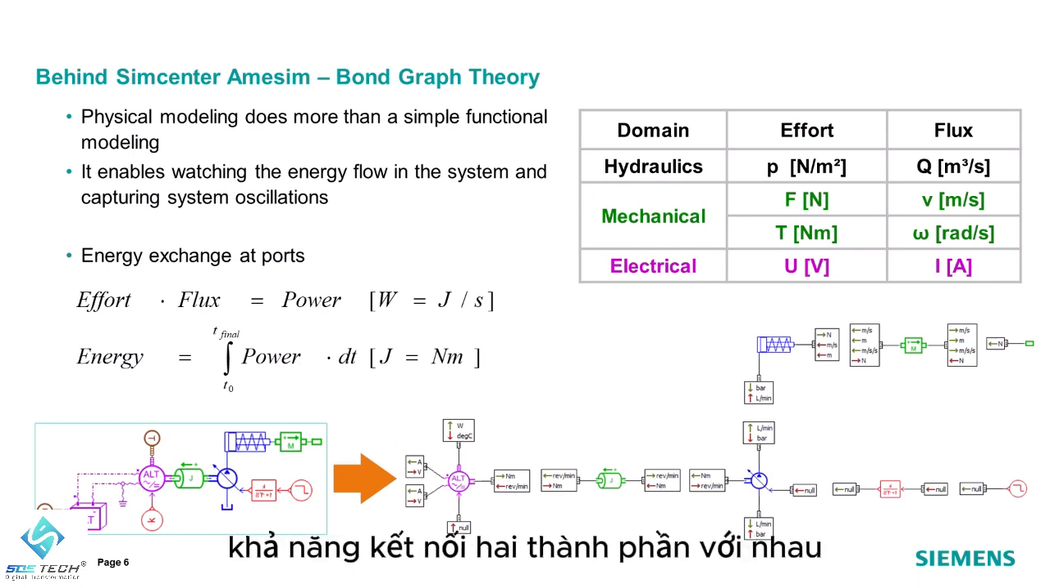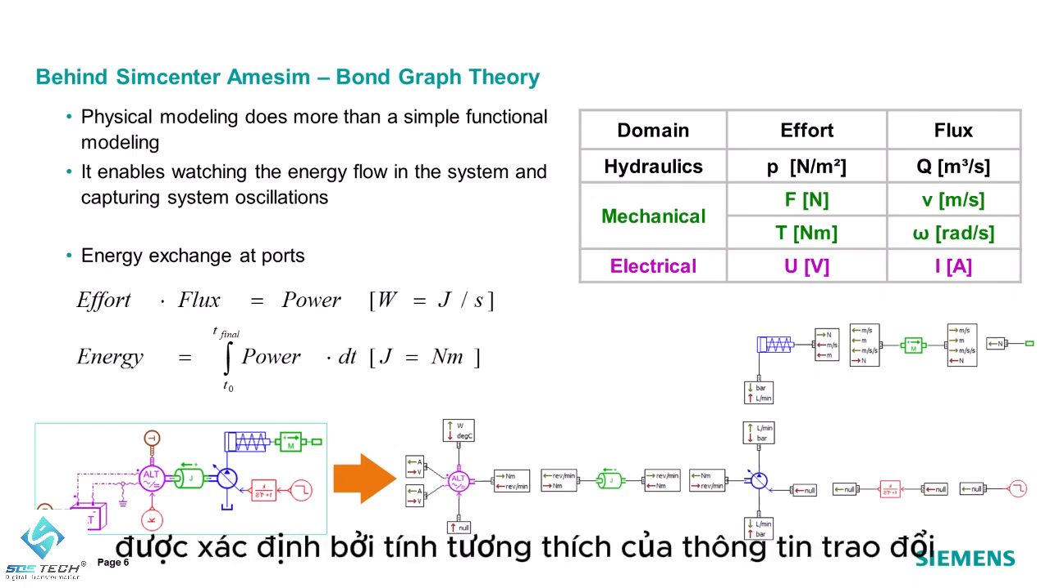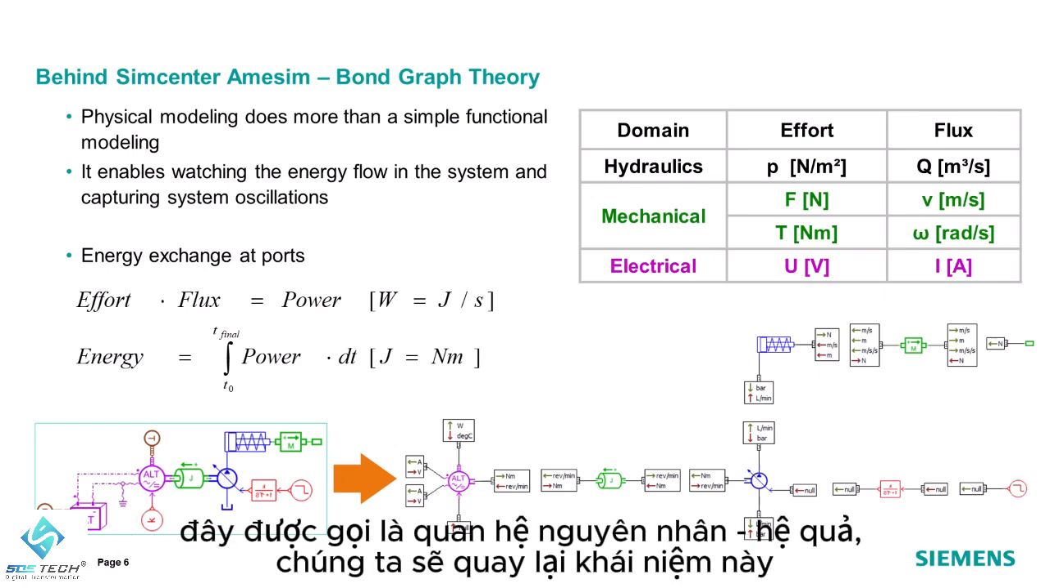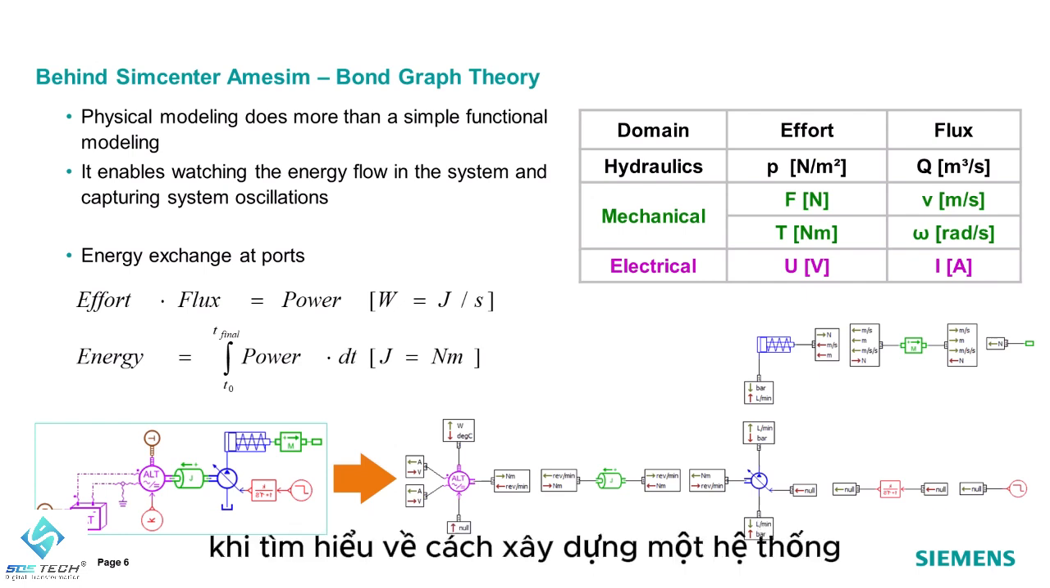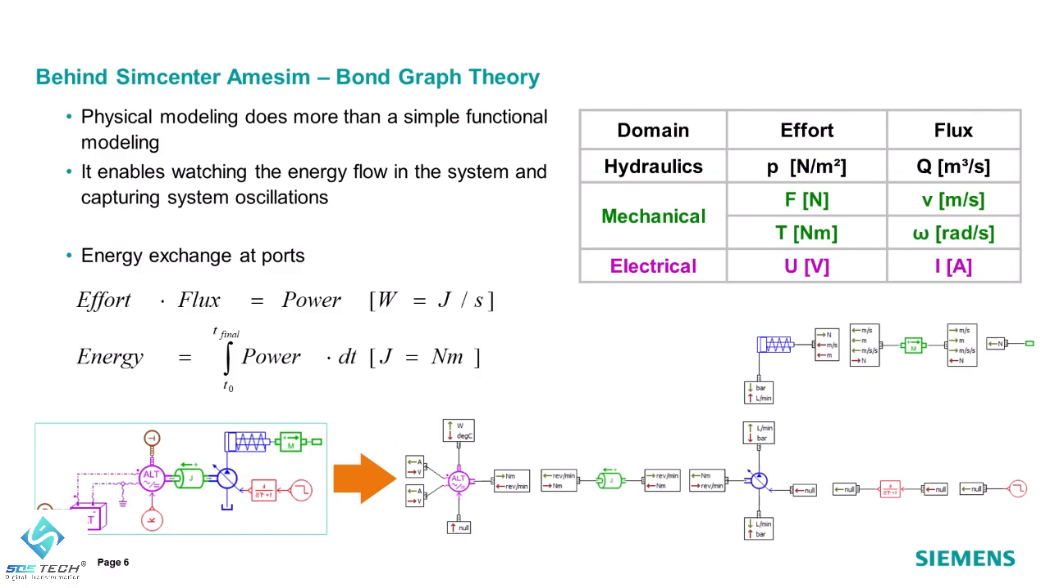The possibility to connect two components together is defined by the compatibility of the exchanged information. This is called causality. We will come back to this concept when we learn about how to build a system. This concludes the video on how Simcenter Amesim works.